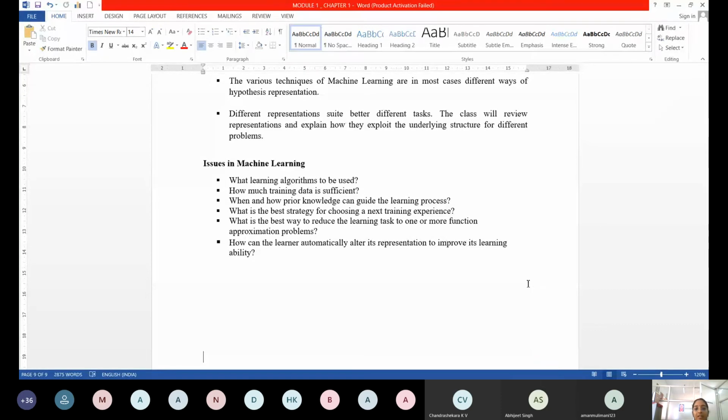When and how prior knowledge can guide the learning process. This is again correlating to the first point, what learning algorithm is to be used. What is the best strategy for choosing a next training experience? And then what is the best way to reduce the learning task to one or more function approximation problems? Which is also an important point.